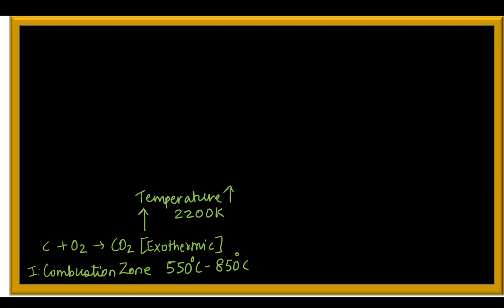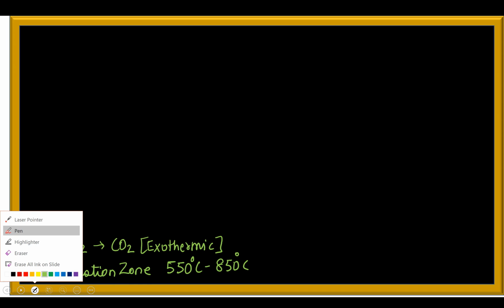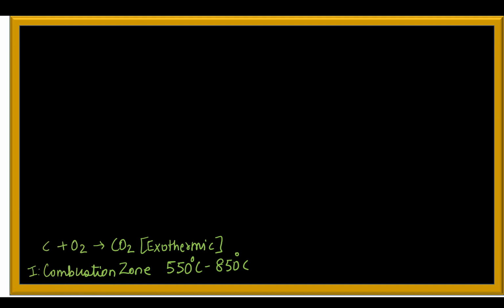Okay, so at that temperature what's going to happen? Whatever carbon dioxide was formed in the first zone. I'll just change the ink color, that will make it easier. So every stage I'll use a different color. So maybe I can just use this color. When in the first combustion zone the temperature is increasing, and I told you it goes around 2200 Kelvin.